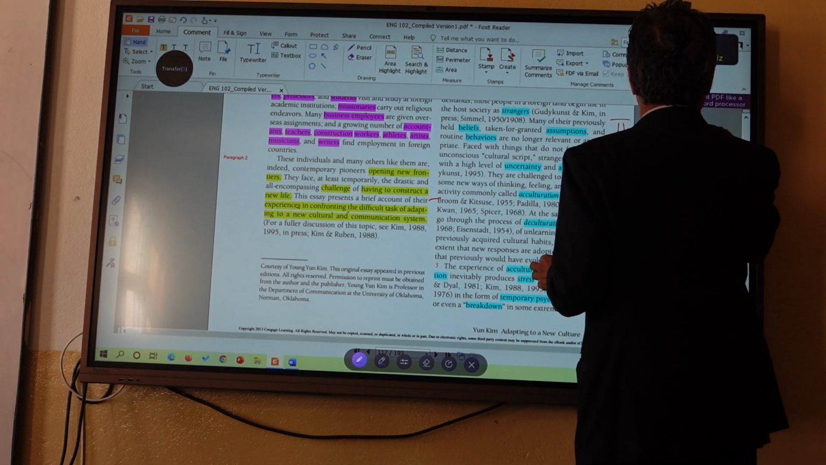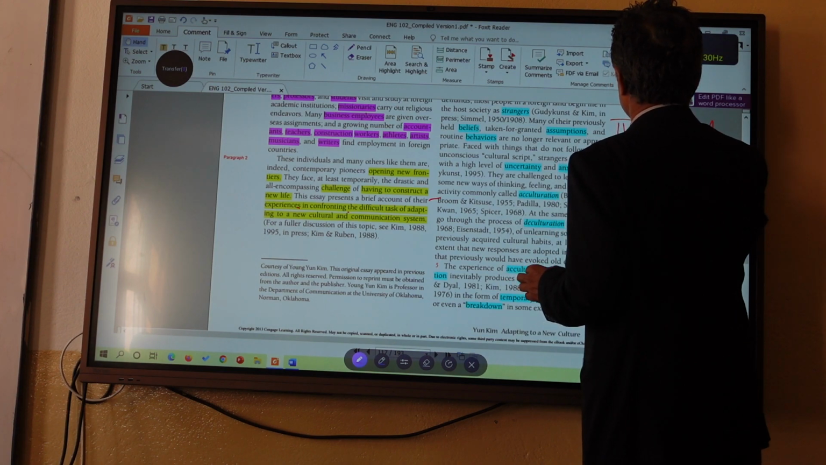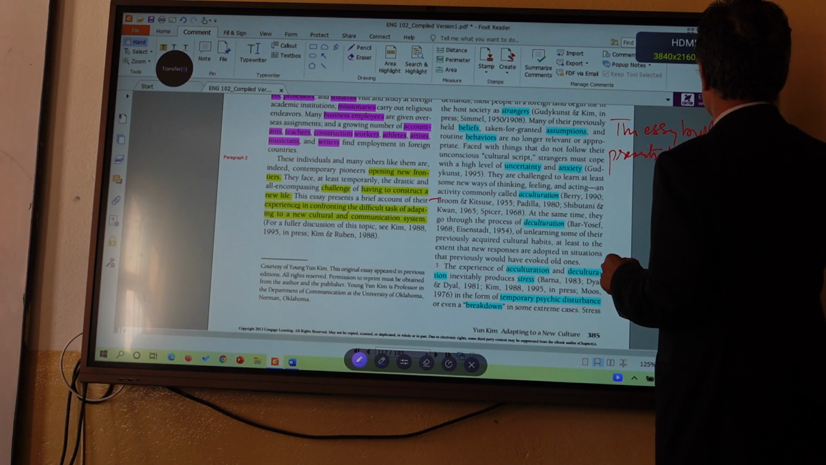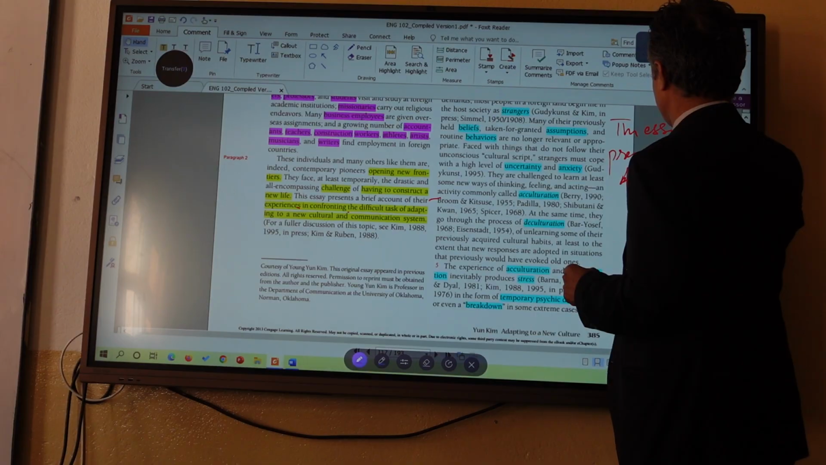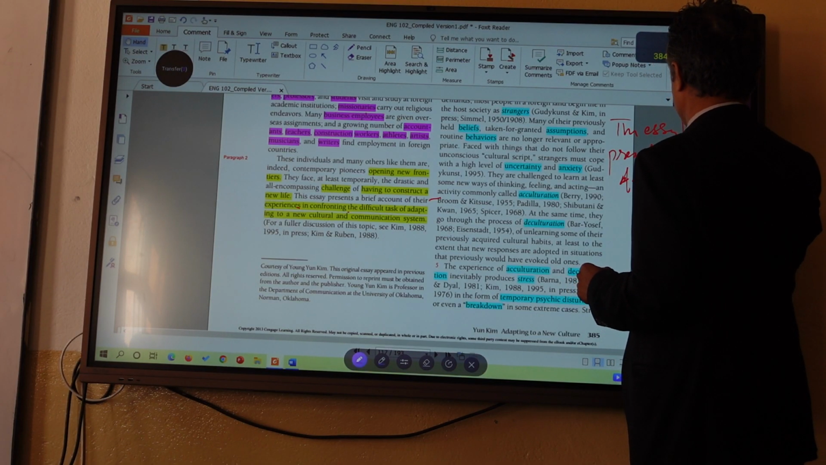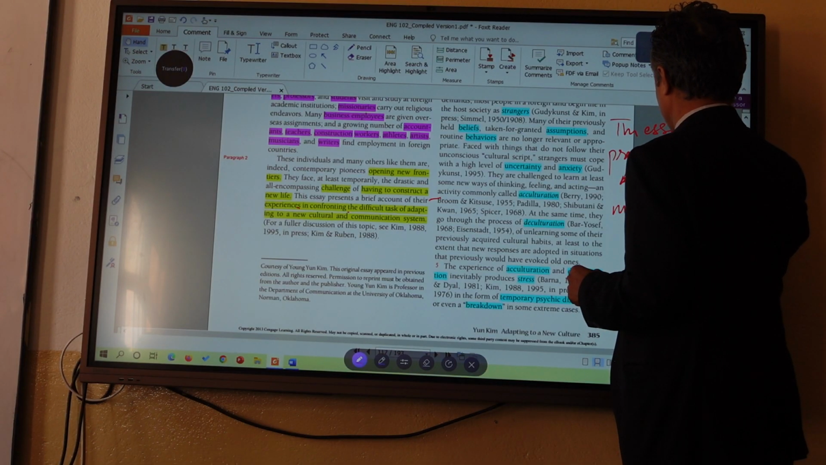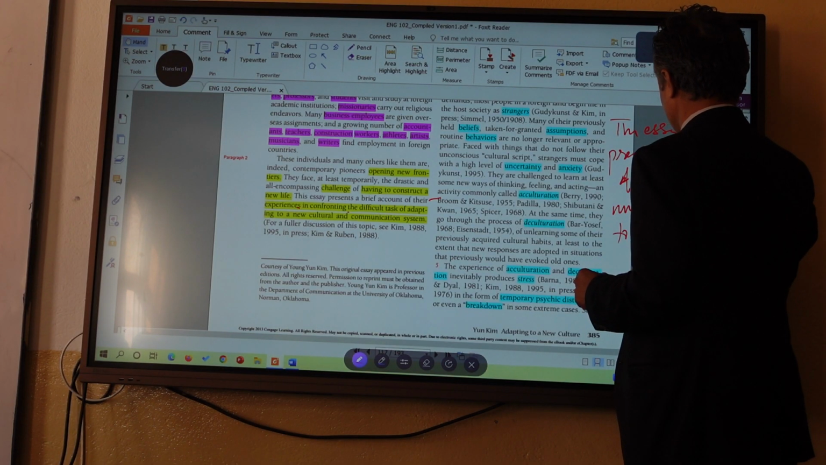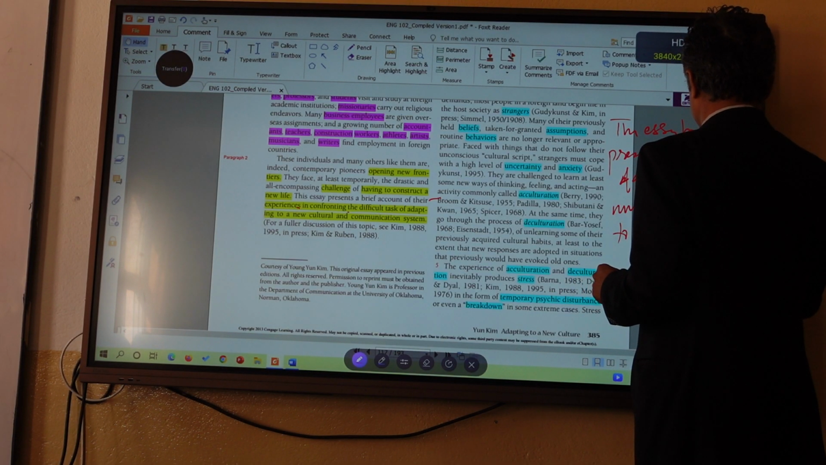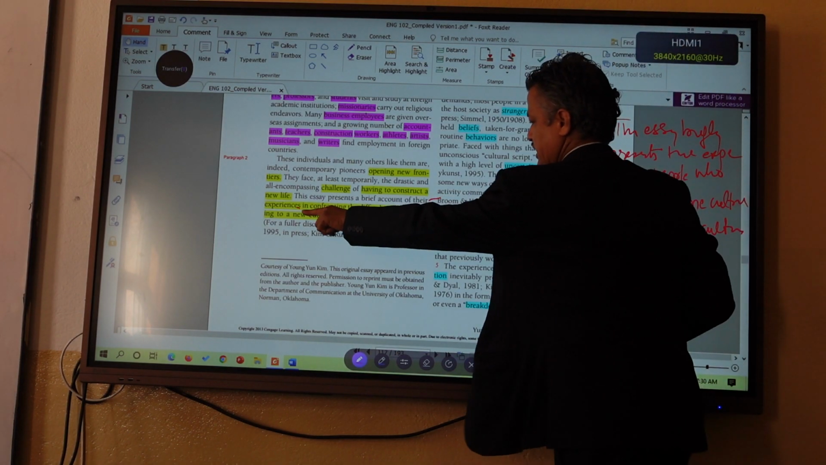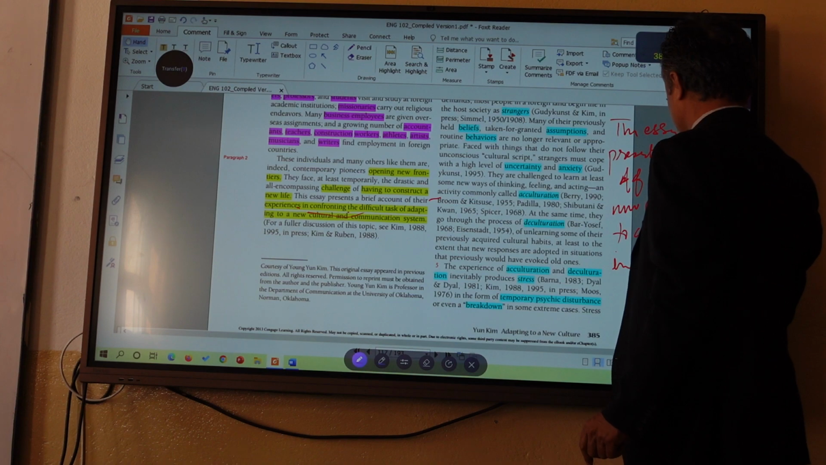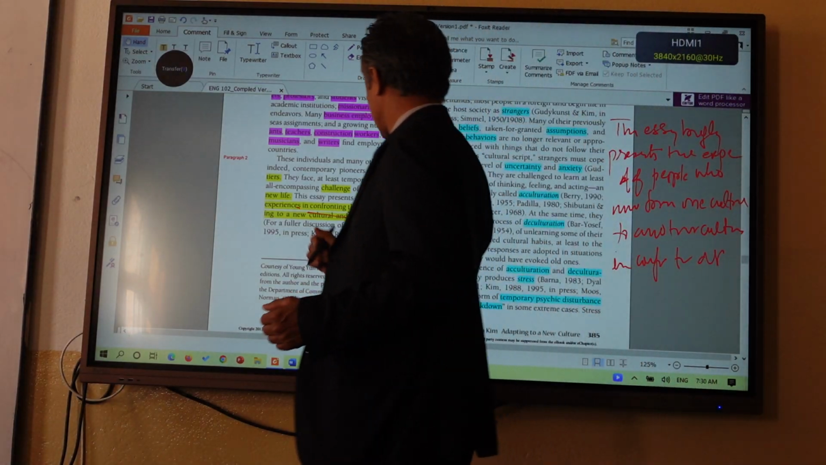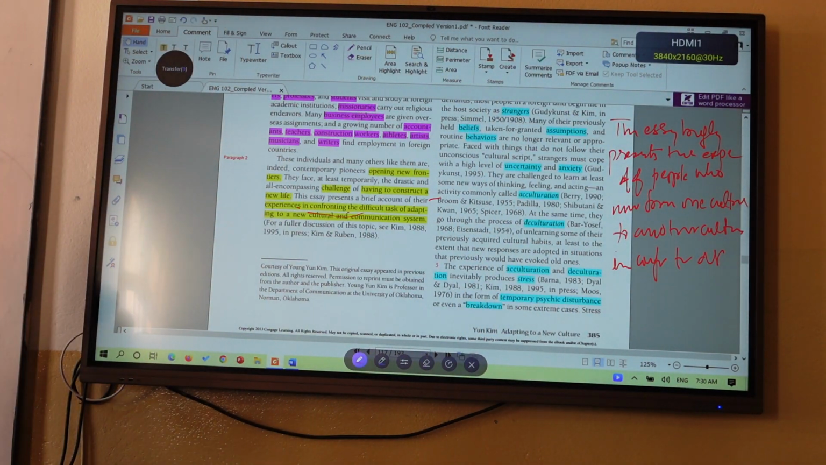This essay briefly presents the experiences of people who move from one culture to another culture. Then I bring this line, in confronting the difficult task of... now copy that, write like that, right now.